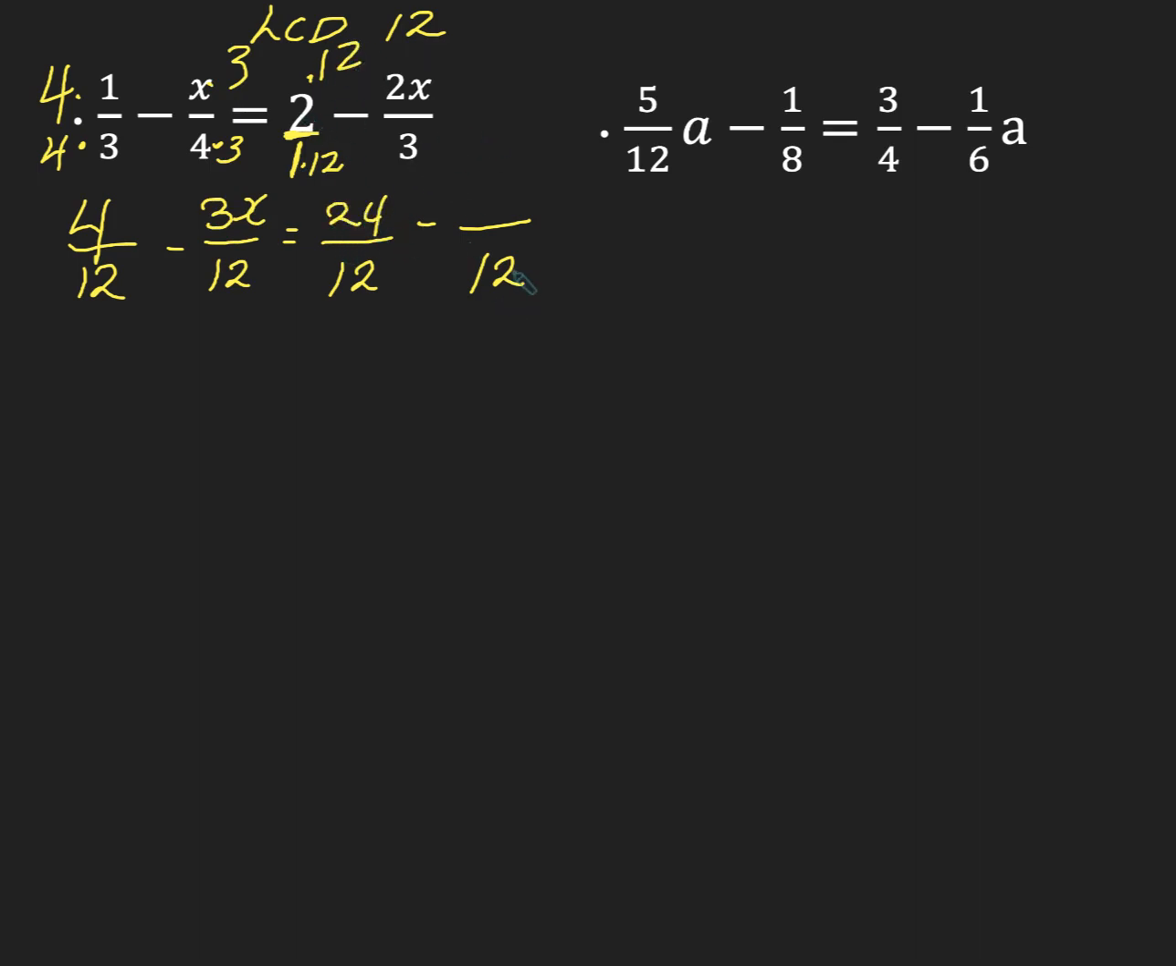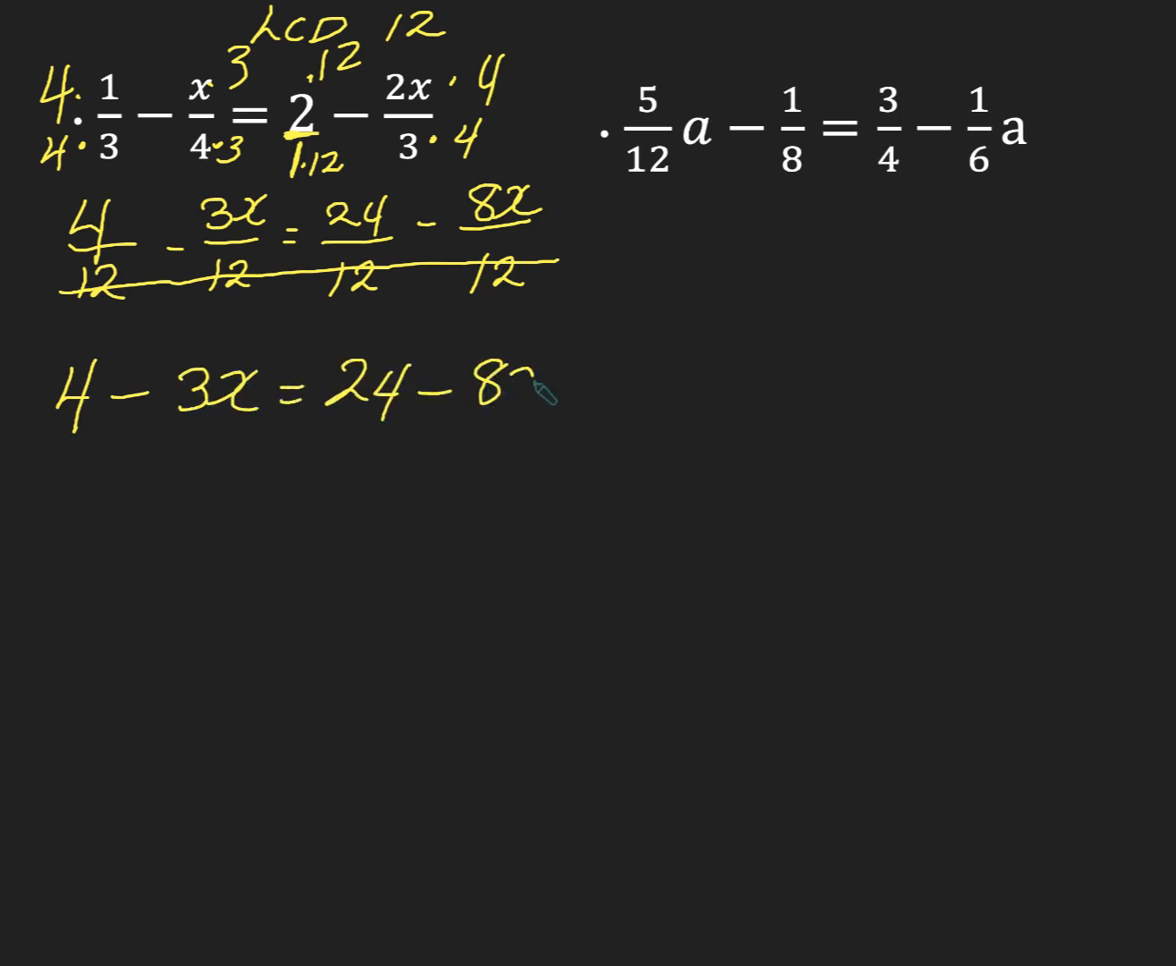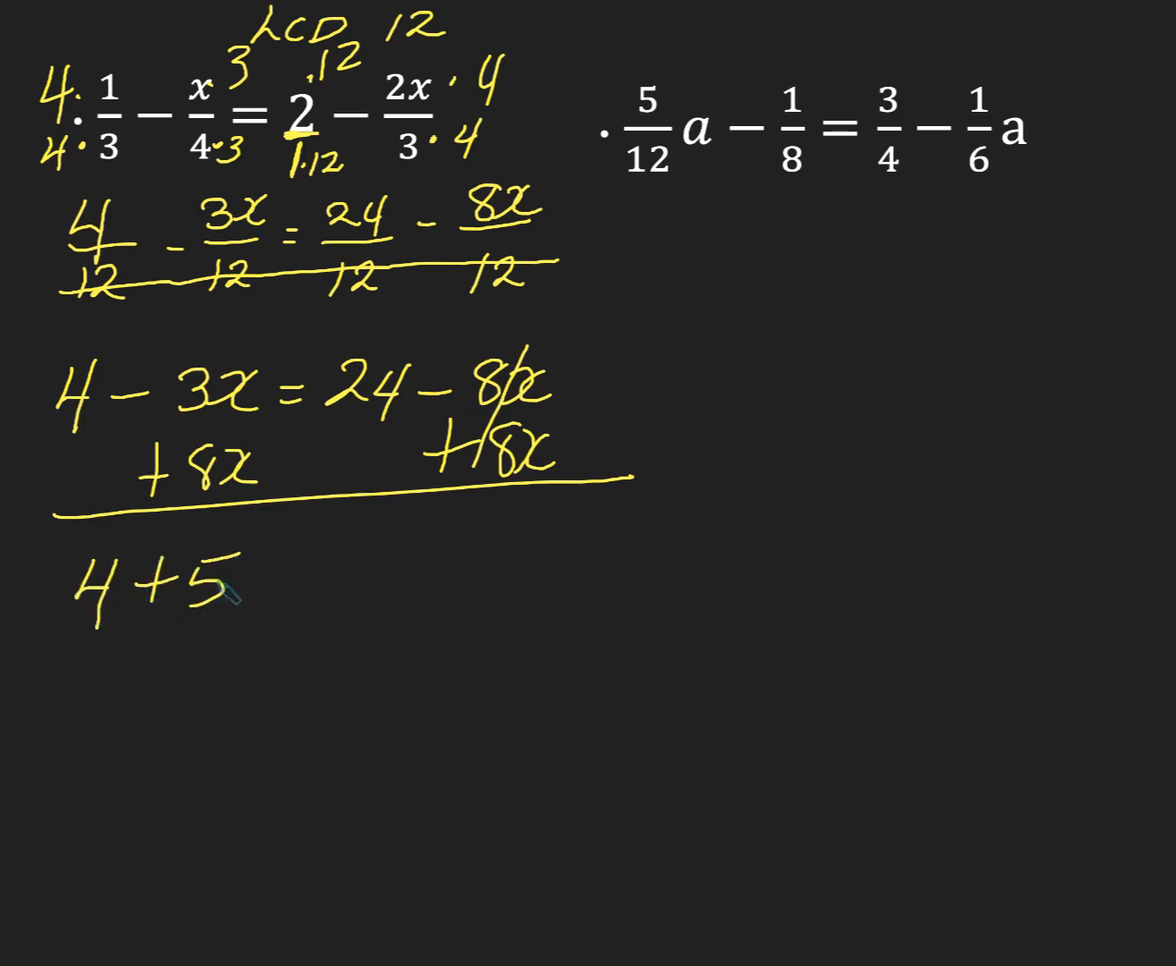Here is 3. To make it 12, I would times by 4. 4 times 2x is 8x. These are all the same, so I'm going to cross that out, leaving me with 4 minus 3x equals to 24 minus 8x. And this is variables on both sides, so solving for x, I'm going to add 8x to both sides. This is eliminated. I have 4 plus 5x equals to 24.